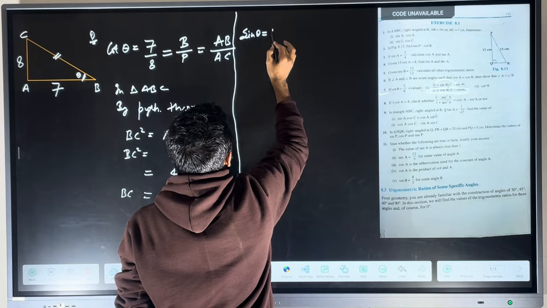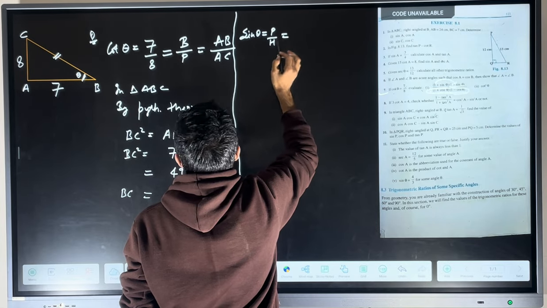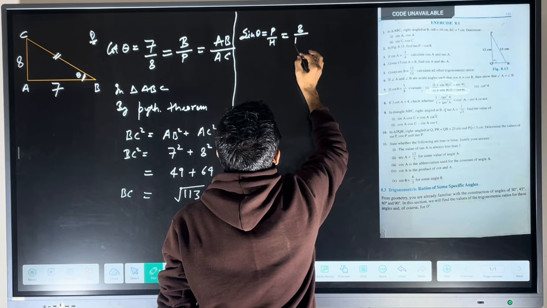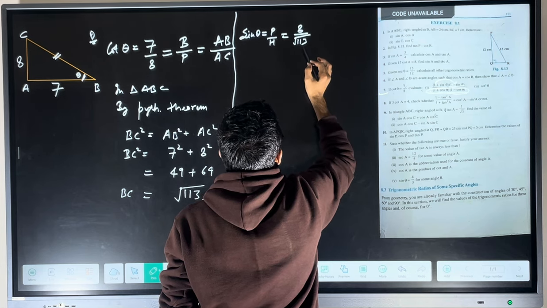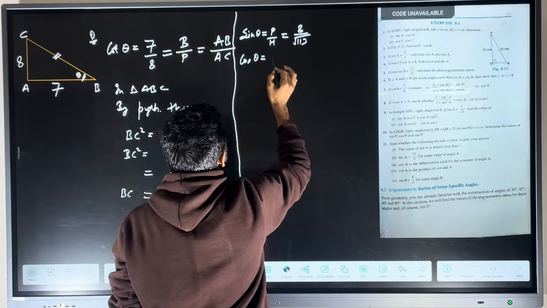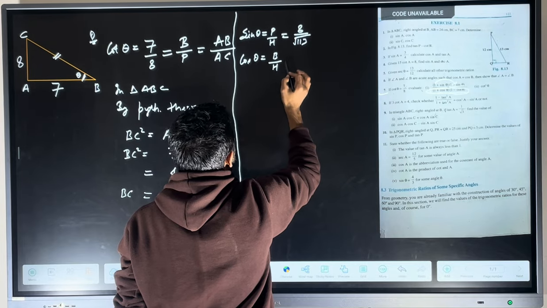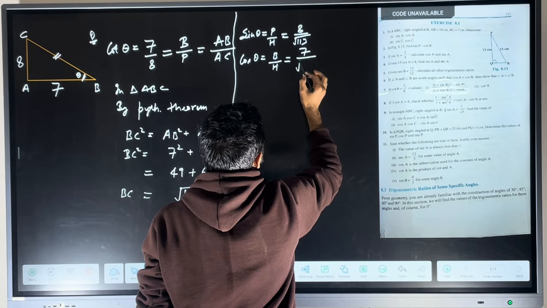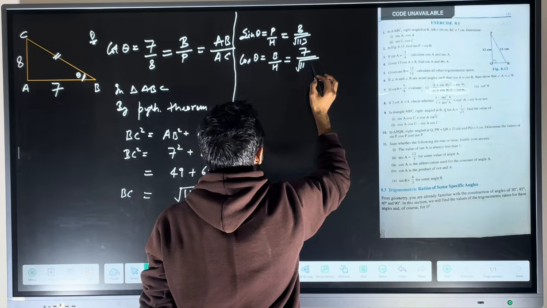Now sin theta is perpendicular upon hypotenuse. What is perpendicular over here? That is 8. And what is hypotenuse? That is under root 113. Now cos theta is base upon hypotenuse. What is base? That is 7. And what is hypotenuse? That is under root 113.